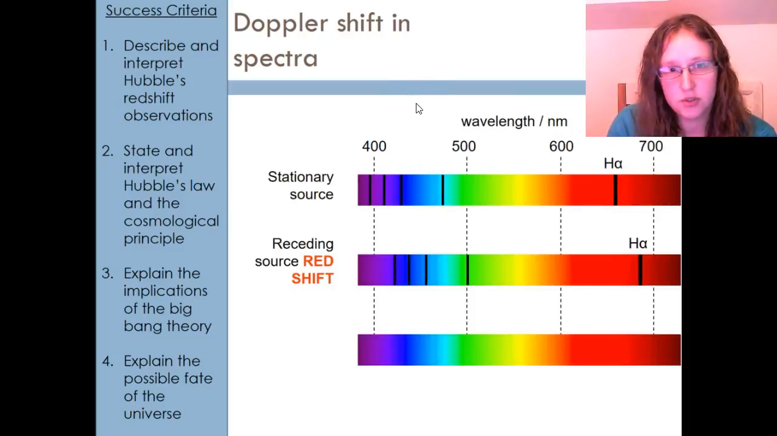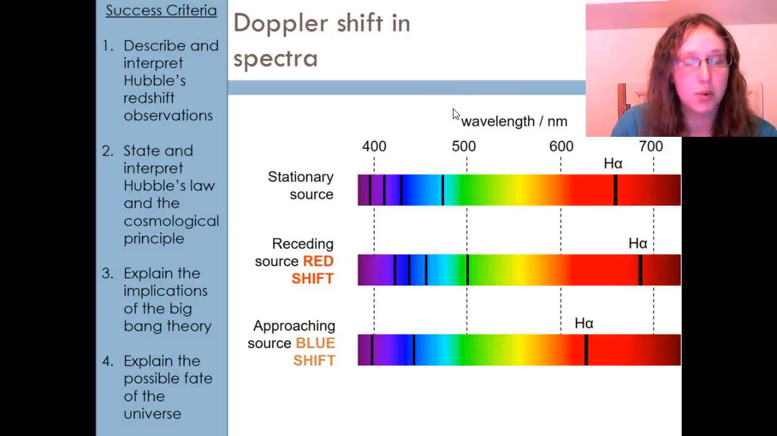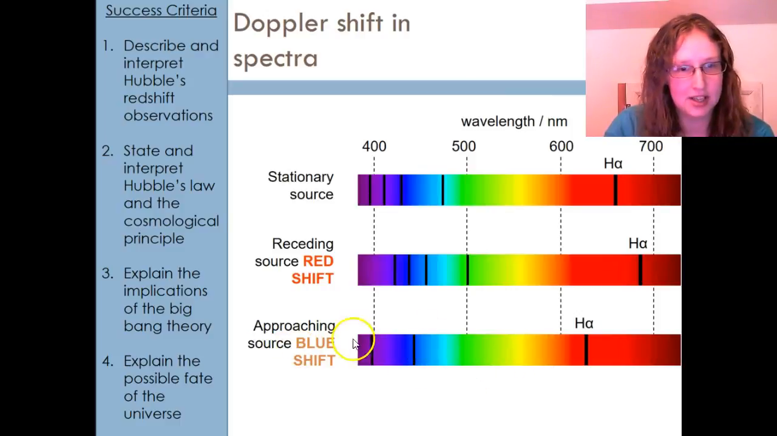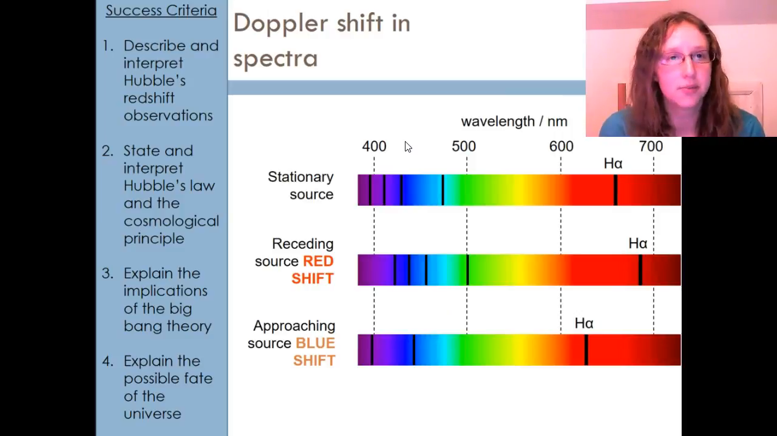Now, if the source of light is receding, we would see those lines shift. Now note that the spacing stays the same, but the position has just shifted towards the red end of the spectrum. And if it was approaching us, we would see it shift towards the blue end. So some of them have shifted right out of the visible, and I can only see those three. But from their spacing, I can still tell what it is that's giving it off.